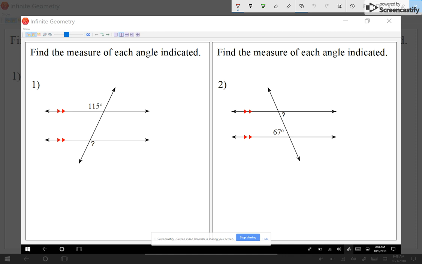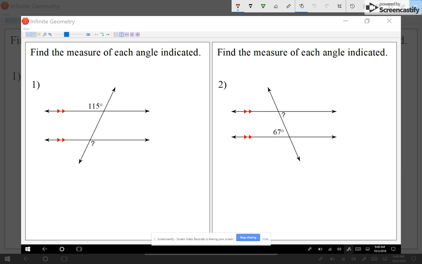Now the interior, because I said I'm going to use words like alternate interior, alternate exterior. Interior will mean that both of my angles are inside the parallel lines. And exterior will mean that they're both outside of the lines. So see my example one, that's an example of alternate exterior because they're on opposite sides of the transversal and they're both outside. My example number two was an example of alternate interior because see how they're on opposite sides of the transversal and they're both inside.